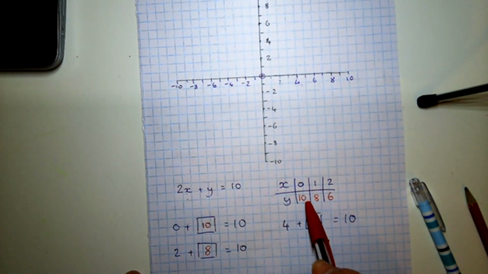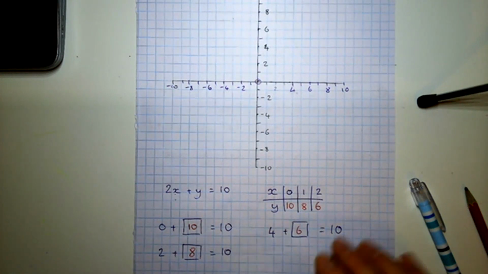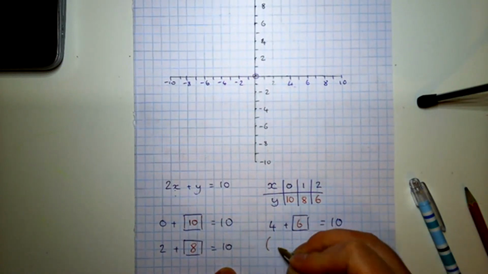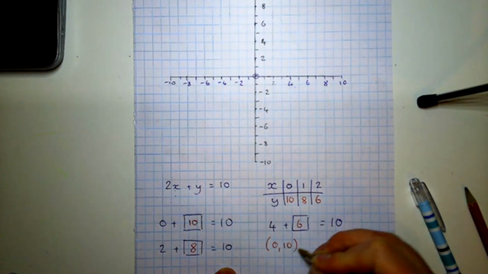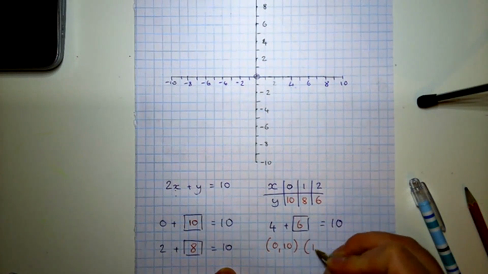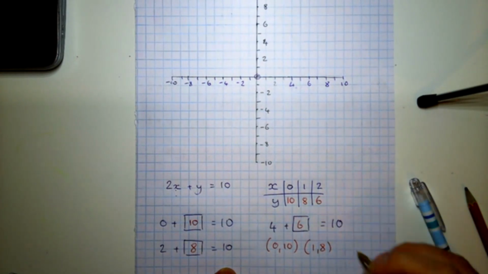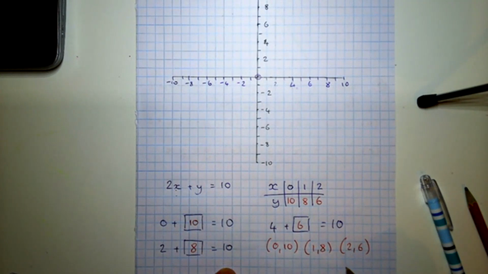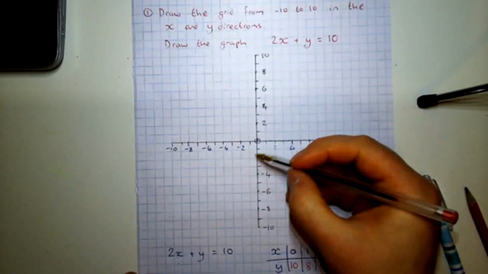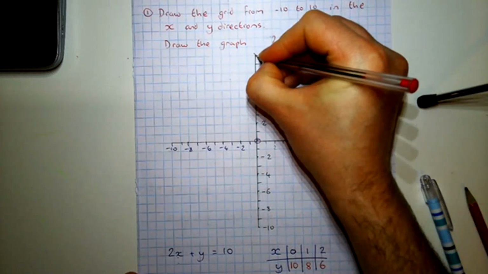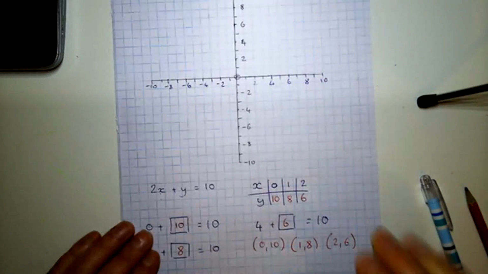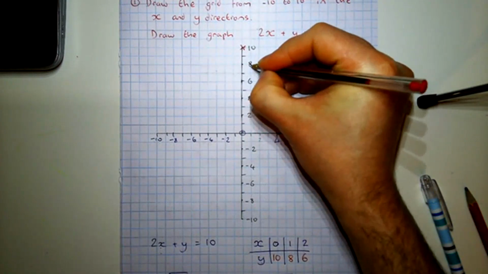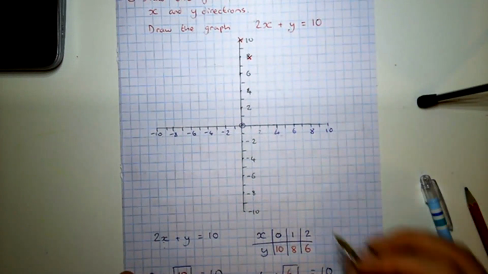So I've got my grid. I'm going to turn that into coordinates. So my coordinates from there are going to be 0, 10, 1, 8, and 2, 6. And I'm going to plot those coordinates. So 0, 10, 1, 8, and 2, 6.